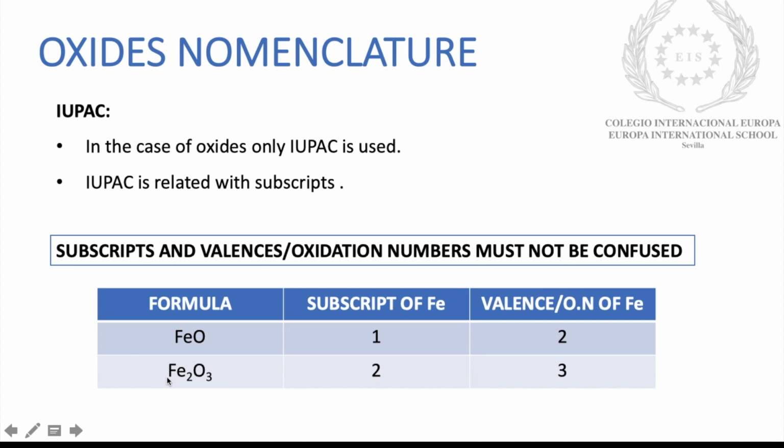Then let's see another example. The subscript of the iron is 2, but what is the valence or the oxidation number of the iron? 3. Remember, the oxidation numbers are exchanged in position, okay? And here, in the case of the oxygen, the subscript is 3 and the oxidation number is 2. Okay? So you need to differentiate between subscript and valence, or oxidation number.